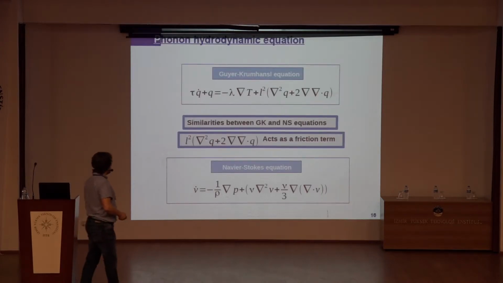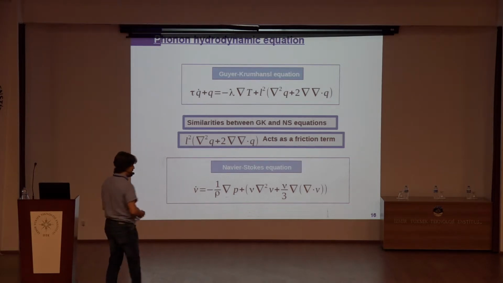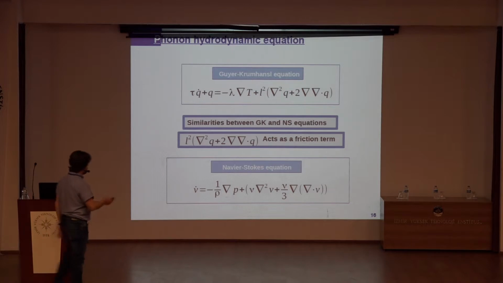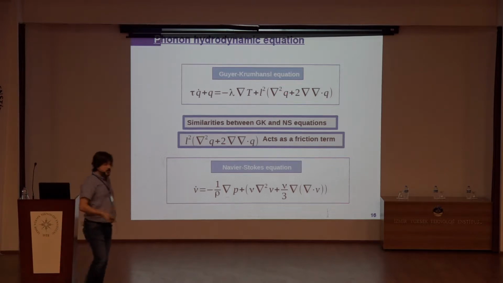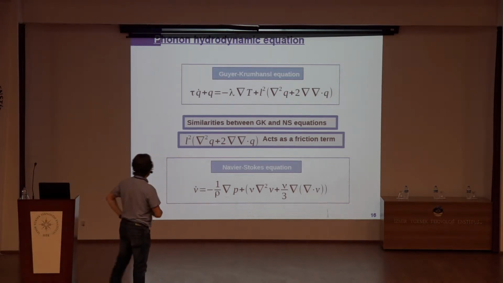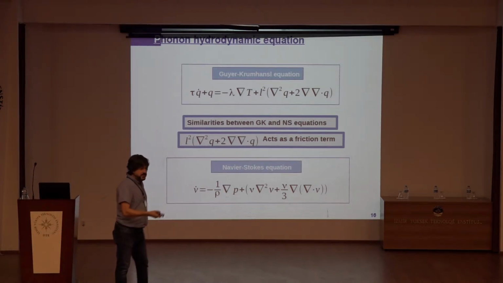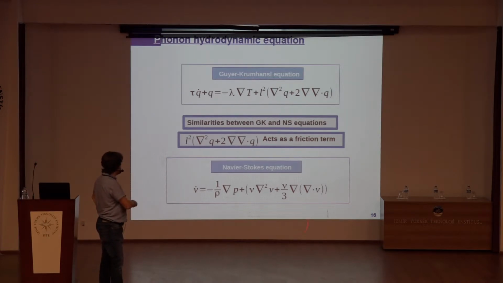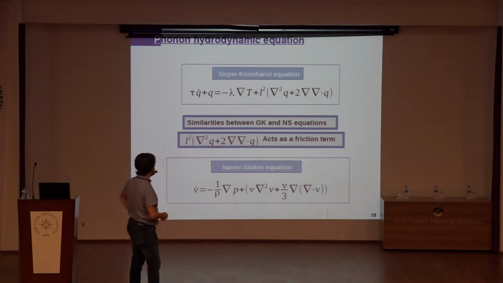Let's go to the phonon hydrodynamics. In this part, I will not talk about this. I will follow this, but then, at the end, I will talk about the things that you asked me. Okay. If we go to second order, we get this Guyer-Krumhansl equation that has been worked on for the last 40 years. And this is the Navier-Stokes equation. As you can see, there is a similarity between this non-local term and this non-local term in the fluids. And this is the reason why we call this phonon hydrodynamics. And at the end, this term will act like this term, which will give you the viscosity, some kind of viscosity of the system.